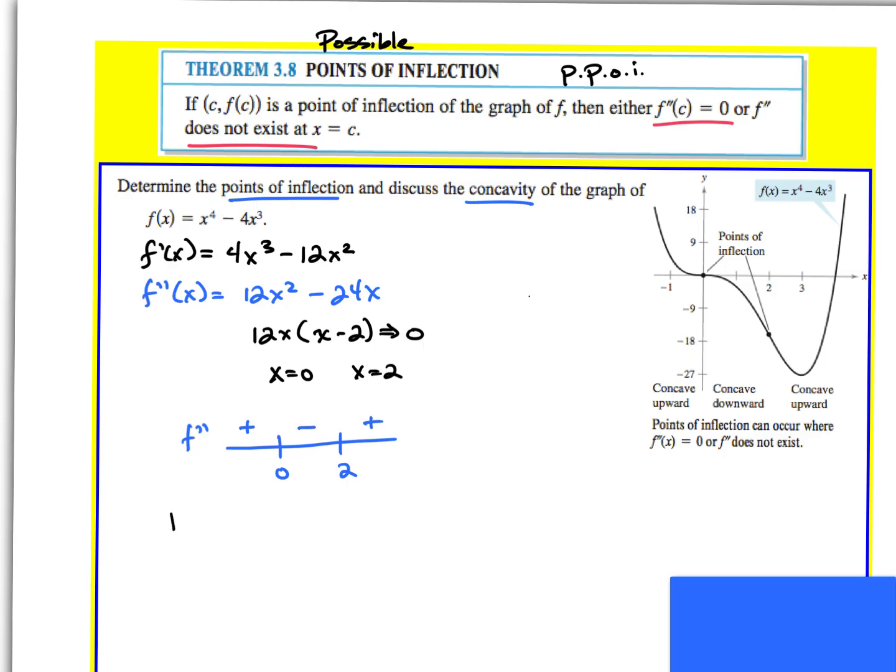Yes, I do. So I have points of inflection at 0 comma something. How would I get that something? Let's put it back in. Back substitute that into the original, and so what would be my y value? 0. And then I'd substitute in 2, and so 2 to the fourth is 16 minus 32, which is negative 16. So I have points of inflection because concavity changed sign. And so what we really need to say is that f double prime changed sign. That's my reasoning.